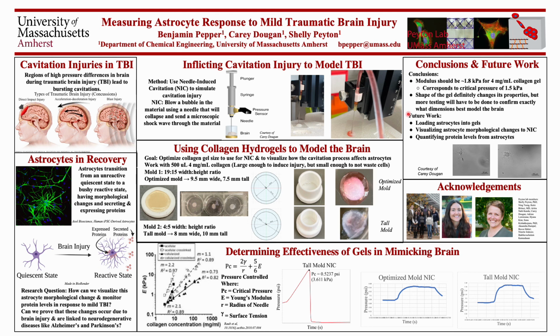Looking to the future, I'm working to load the astrocytes into my gels and see how their morphology changes due to NIC, and quantify protein levels from this. In these images that you can see here, astrocytes have been grown in brain gels. This is very promising news that shows a proof of concept that what I'm trying to do can truly be done. There's a really bright future for this project.